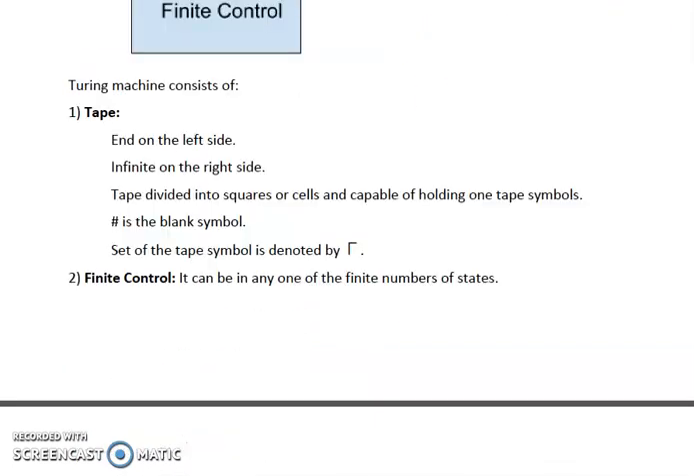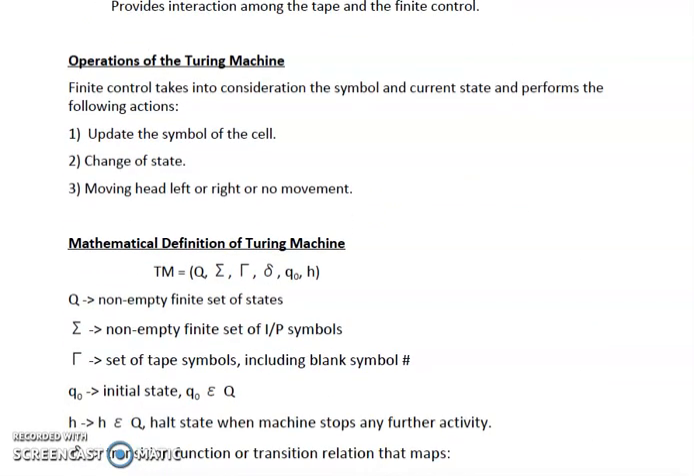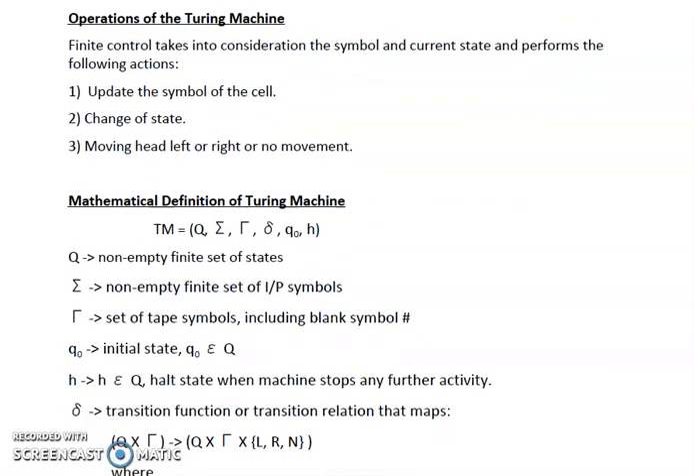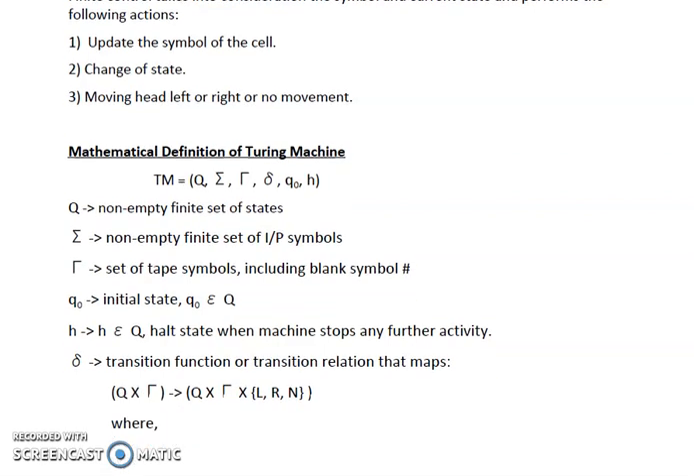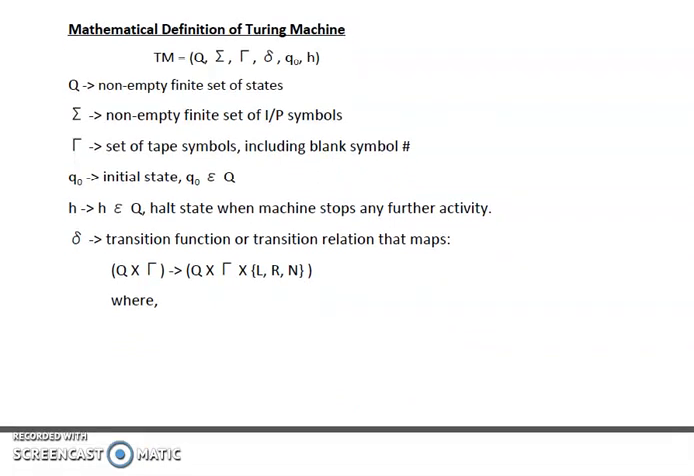Now, these operations have to be defined mathematically. So first of all, let's define the mathematical definition of the Turing machine, and then we are going to discuss the mathematical definition of the operations on the Turing machine on the basis of delta, that is our transition function. So before discussing the transition function, let's see what is the mathematical definition of a Turing machine.